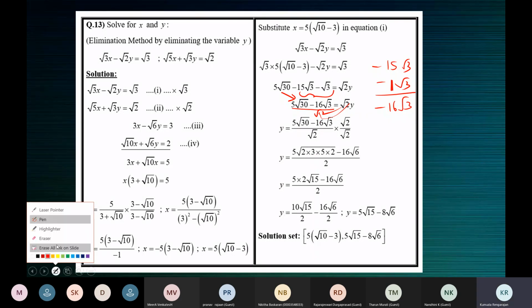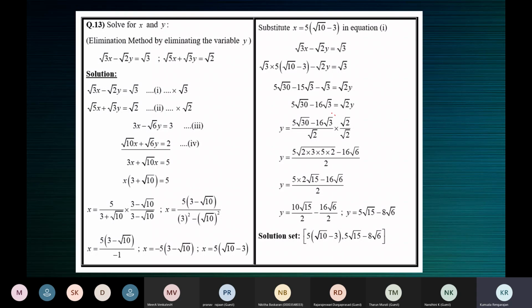But the denominator is irrational, so our answer does not end here. We got the value of y, but you cannot say bye-bye to the answer because the denominator is irrational. You will have to rationalize the denominator. Y is equal to this, root 2 will come down for division to the other side. We multiply and divide by root 2 to rationalize the denominator.